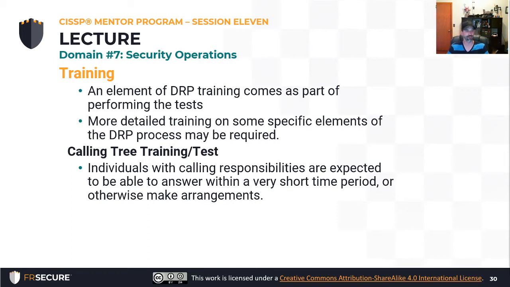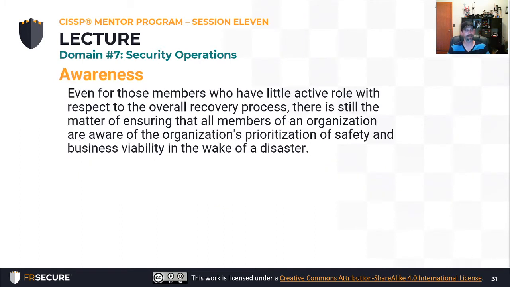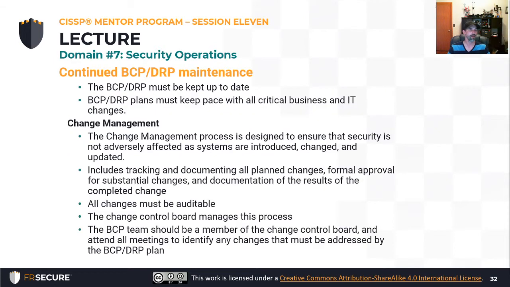So you want to make sure that your escalation trees and your calling trees work because you actually tested them. And then, even for those members that don't really have an active role or a very minor role to play in the recovery process, you really need to make sure that folks are aware of what's going on, that you have prioritized safety, physical safety, and business viability, and that the actions and steps you're taking to mitigate this disaster ensure those things. So make sure that folks are aware, and you communicate, in some cases over communicate, depending on the nature of who those folks are.